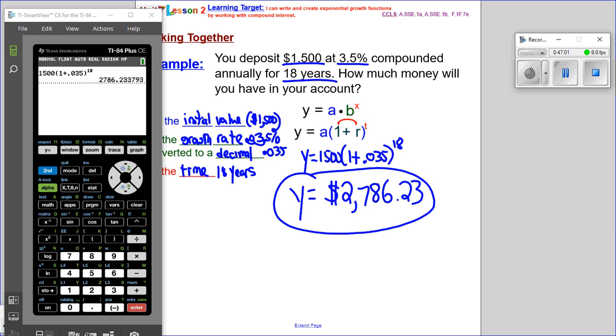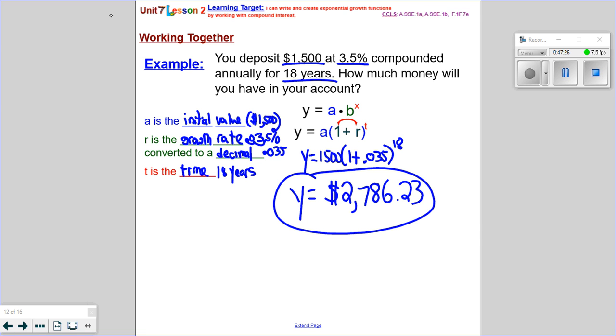So that's it right there. I substituted 1,500 and put that into the calculator. I got 2,786 and 23 cents. By the way, anytime you're talking about money, round to the nearest hundredth, and since it's 0.233, it stays 23 cents. And that is compound interest for that question.